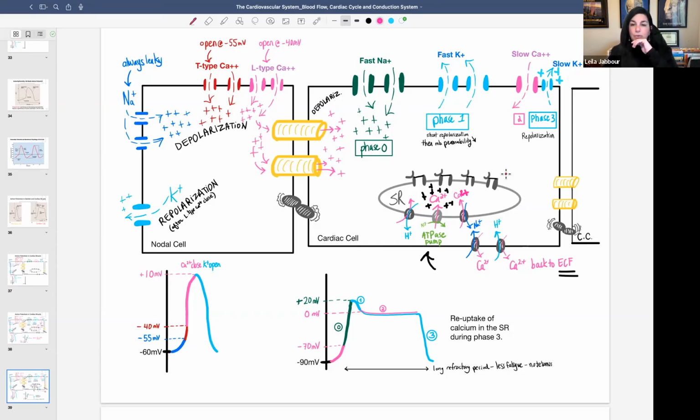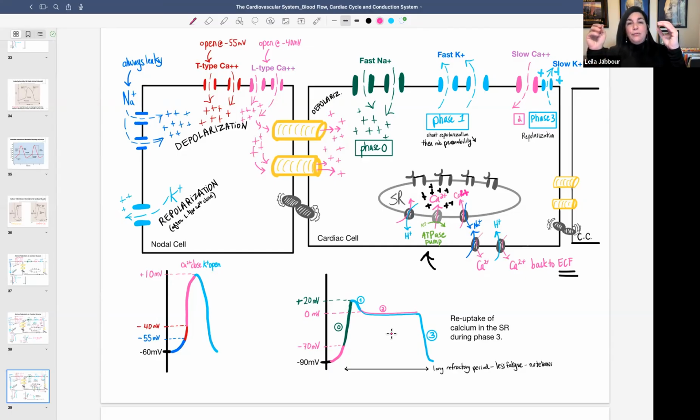So the idea of this plateau is to make sure that we prolong this refractory period, where we are not allowing the cell to repolarize, or redepolarize, so depolarize again. We don't want it to depolarize again too fast. We want to make sure they contract and then they relax before they contract again. And that's why we have this long refractory period.